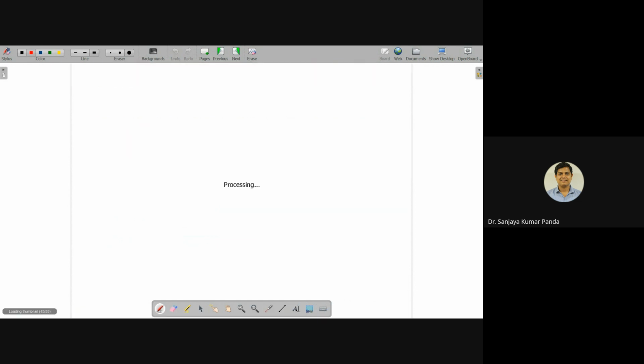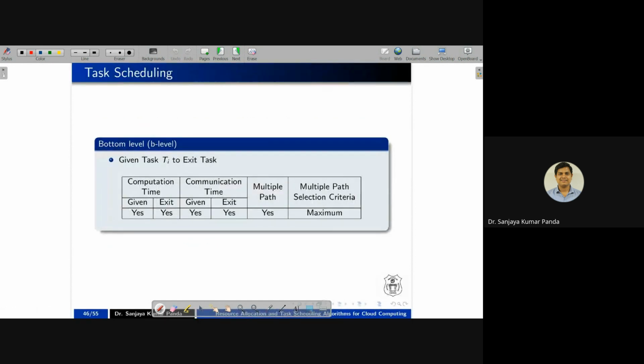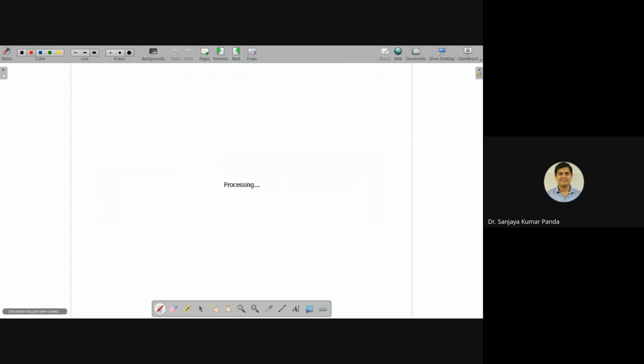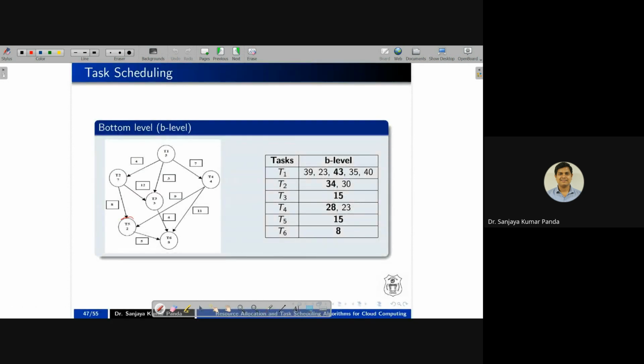There is another level that is called the B level. Now we were calculating from the entry task to a given task. In this case, you are calculating from the given task to the exit task. For example, for T5, T5 is the given task and the exit task is T6. So there is only one path. It is 2 plus 5 plus 8. So how much will you get? It is 15. So the B level of T5 is 15.